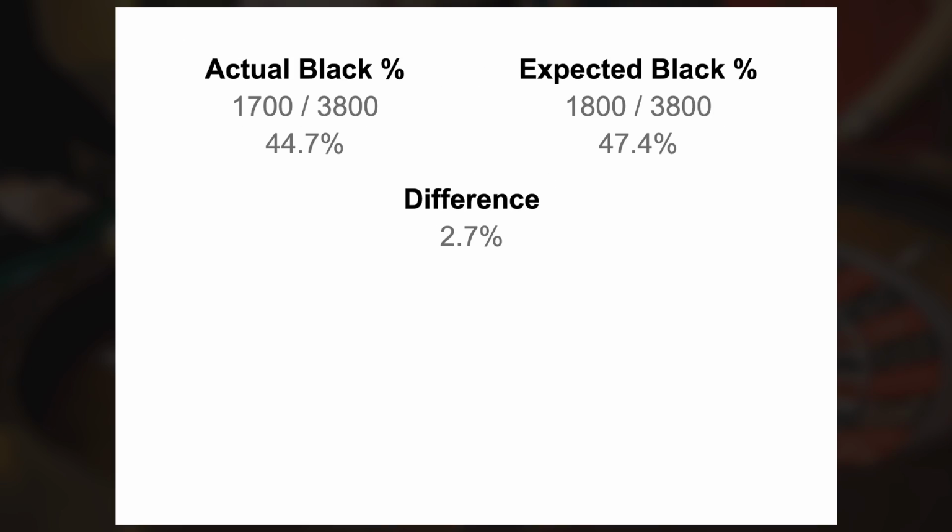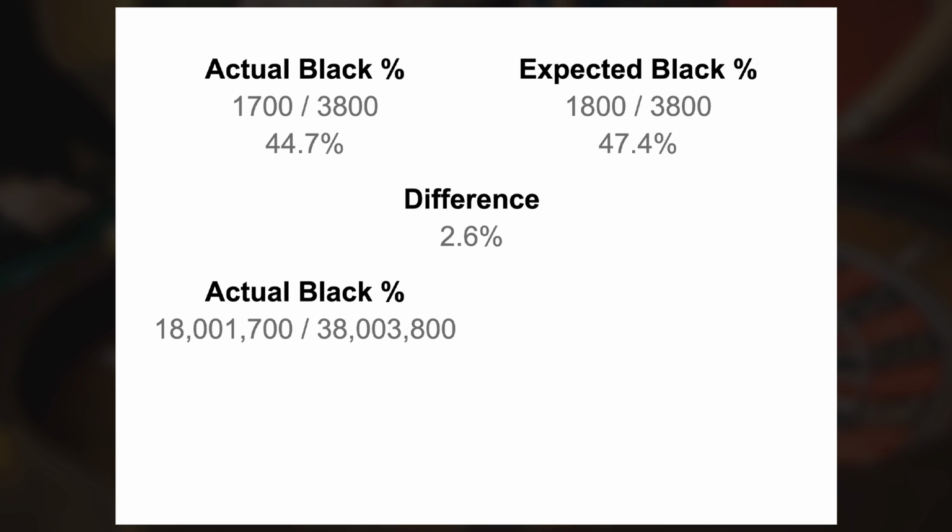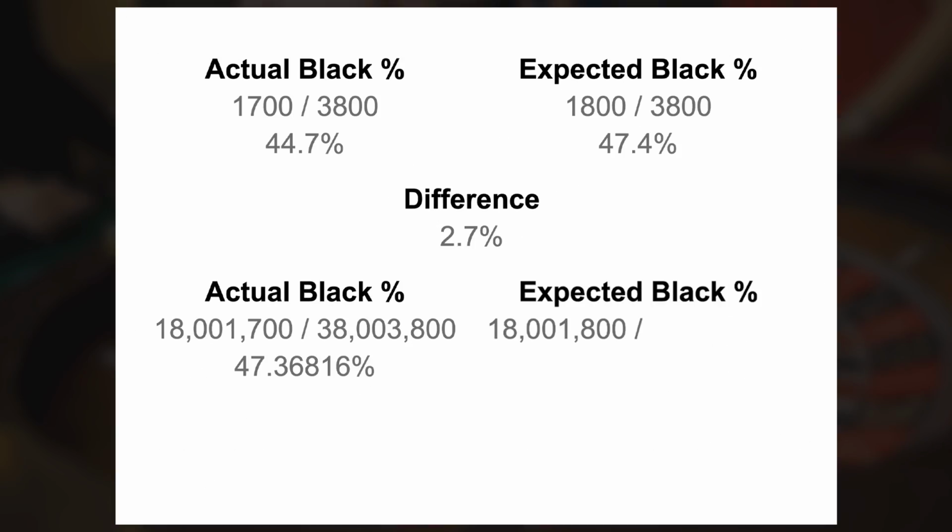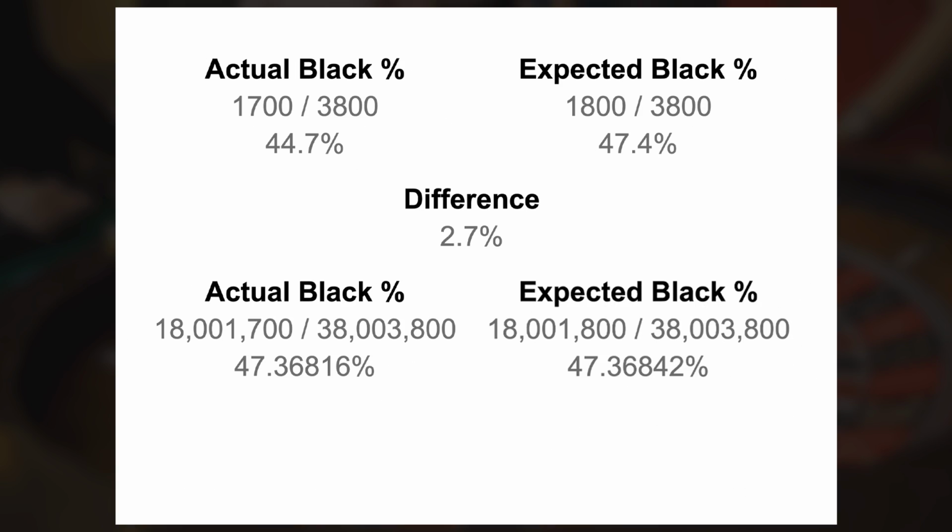So what does that do to our overall results? Now our overall percentage of black numbers is 18,001,700 divided by 38,003,800, or 47.36816%. And we would expect this percentage to be 18,001,800 out of 38,003,800, or 47.36842%. So the delta, or the difference between the actual result and the expected result, went from 2.7% down to 0.00026%. So without having any surplus of black numbers at all, we've reduced the imbalance by a factor of 10,000.